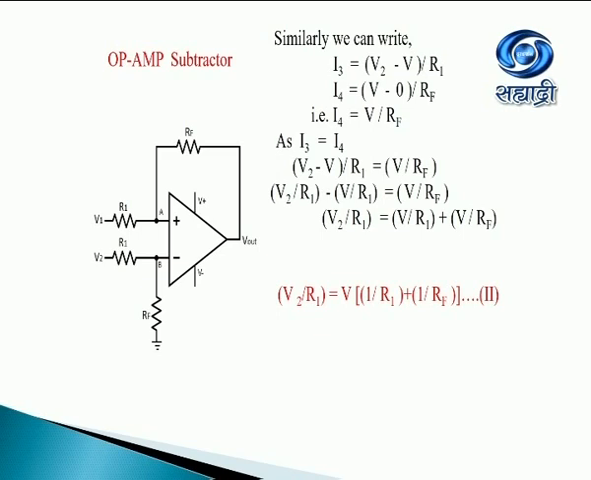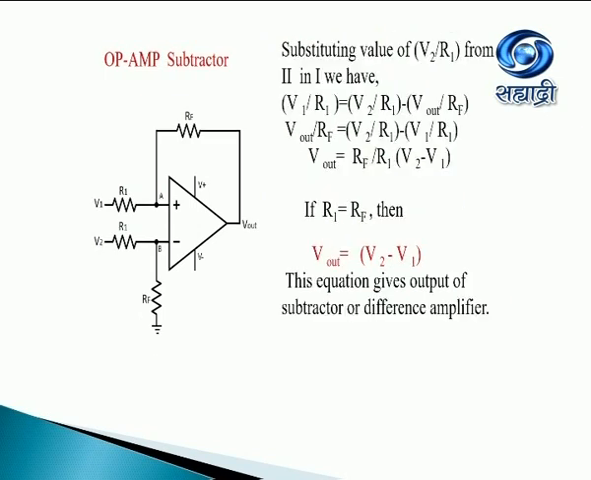Similarly, we can write I3 is equal to (V2 minus V) upon R1 and I4 is equal to (V minus 0) upon RF. That is, I4 is equal to V upon RF. As I3 is equal to I4, (V2 minus V) upon R1 is equal to V upon RF. V2 upon R1 minus V upon R1 is equal to V upon RF. V2 upon R1 is equal to V upon R1 plus V upon RF. So we get V2 upon R1 is equal to V into (1 upon R1 plus 1 upon RF).